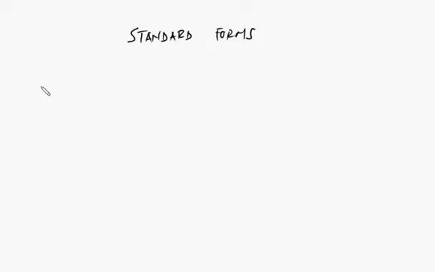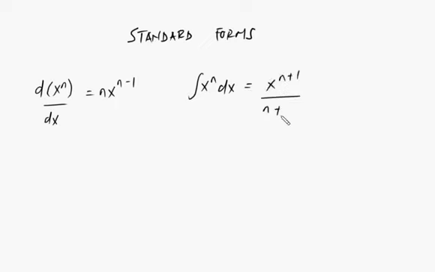Remember kwenye ile previous tutorial nilionyesha kwamba from the fact that when you differentiate x power n with respect to x, you get n times x power n minus 1. You'll find out that when you integrate now x power n with respect to x, you will get x power n plus 1 over n plus 1 plus c, where c is constant.